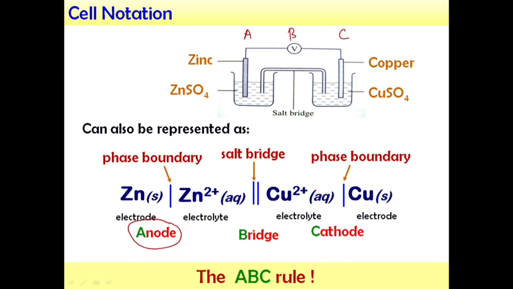Anode mesti belah sini. Lepas tu kita akan letak double straight lines untuk illustrate the salt bridge. Lepas tu cathode. Okay? Jadi dekat bahagian anode, kita akan tulis apa reaction yang terlibat. So kalau fasa dia berbeza, kena letak phase boundary. Okay? Same goes to this cathode. So apa yang terlibat? Cu2+ kepada Cu.